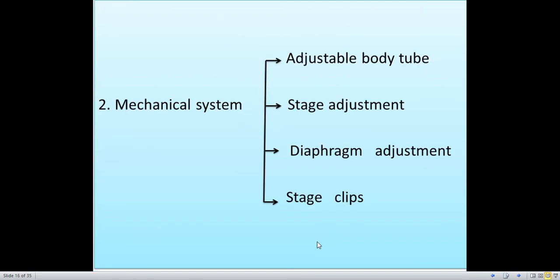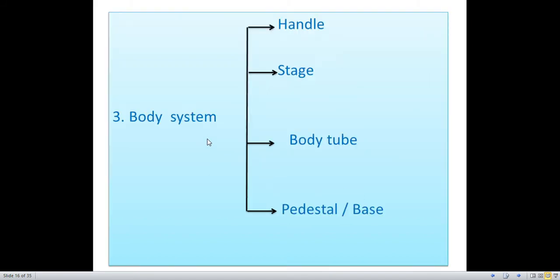Mechanical system consists of adjustable body tube, stage adjustment, you can move the stage, diaphragm adjustment and stage clips. These stage clips belong to mechanical system. Body system consists of the handle or arm, stage, body tube, pedestal or base or foot.